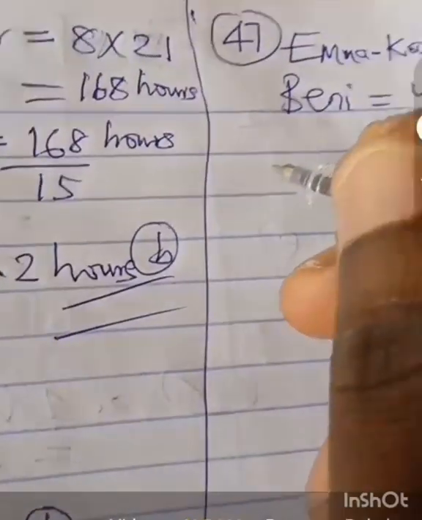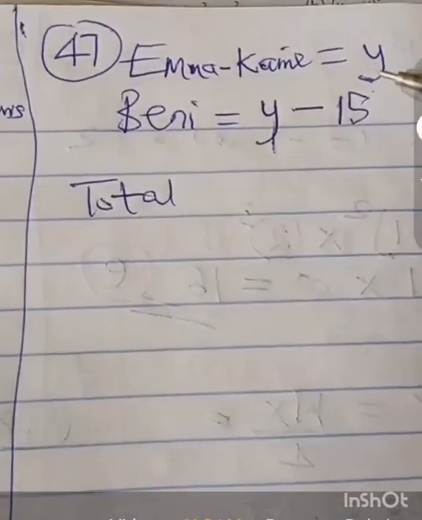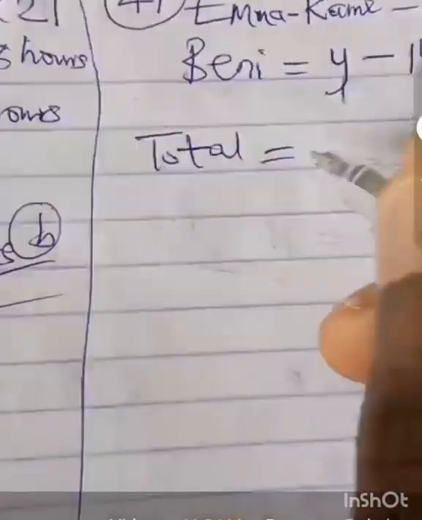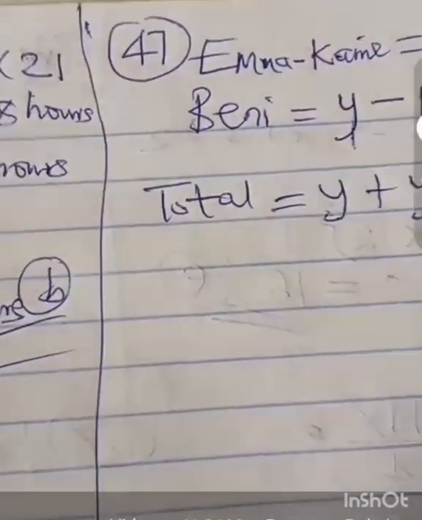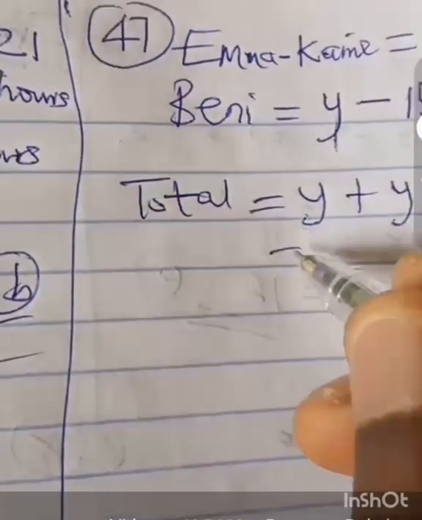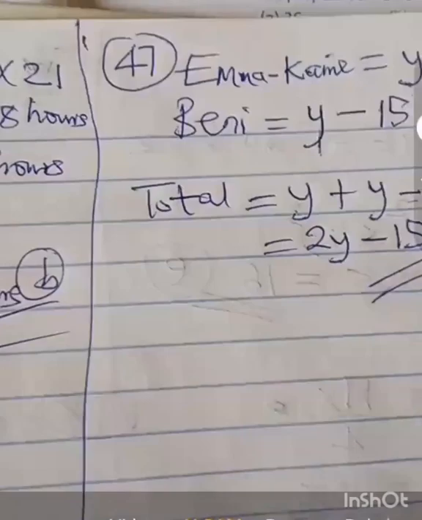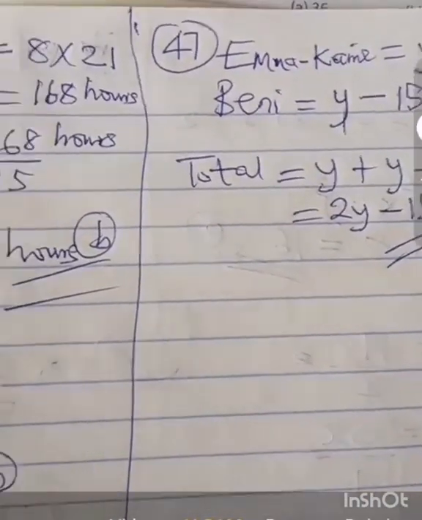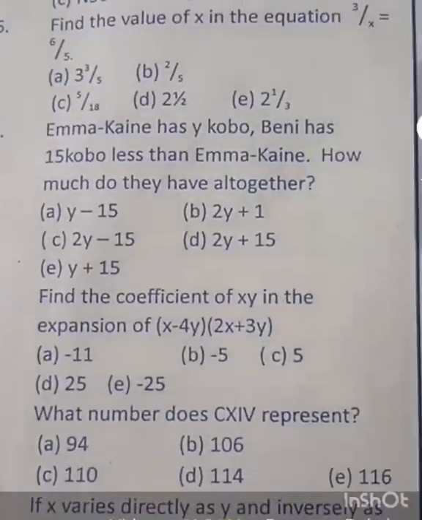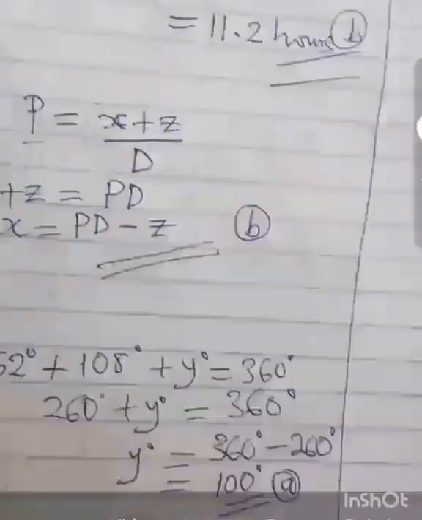So the next thing says all together. All together is just the total. So the total will be the summation of what Imakene has and what Benny has. That will be equal to Y plus Y minus 15. Y plus Y is 2Y, so minus 15. So we have 2Y minus 15, and that is our answer. If you check your options, the correct answer to that is C. So I've indicated that it is C.